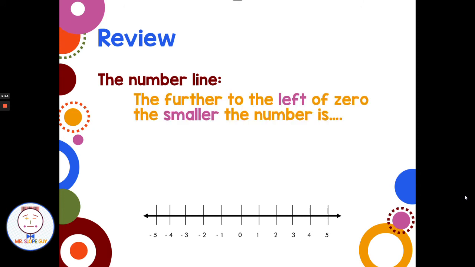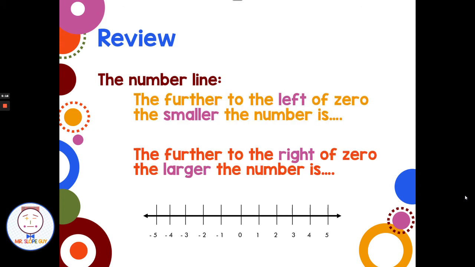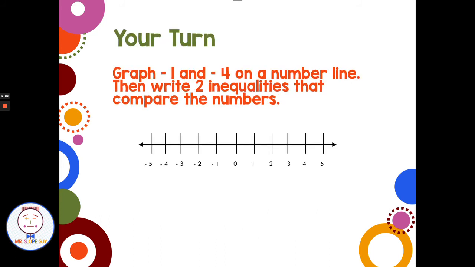So the further to the left of 0, the smaller the number is, and the further to the right of 0, the larger the number is. All right, I want you guys to graph -4 and -1 on a number line. It doesn't have to be a huge number line. Draw a little number line, and then write two inequalities, and come back and unpause the video.